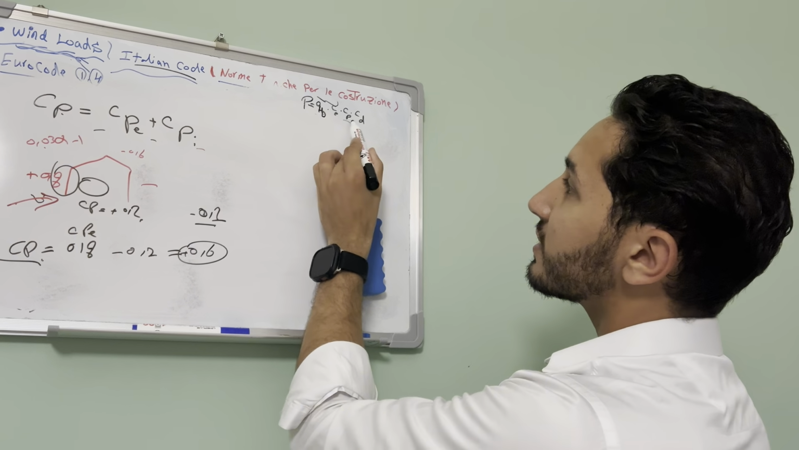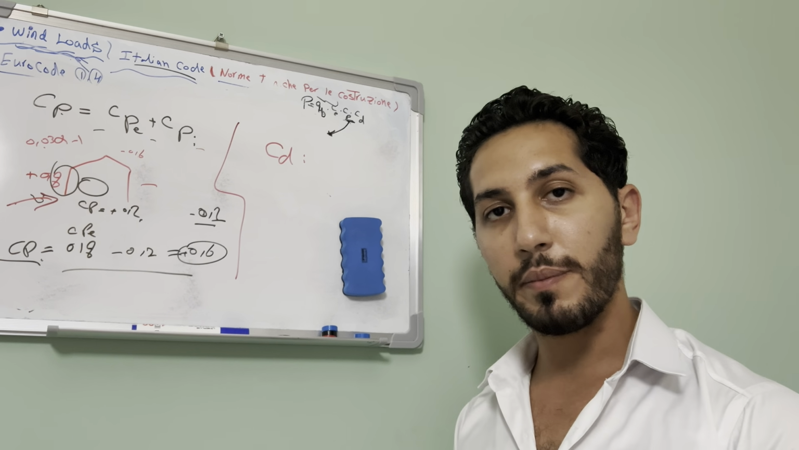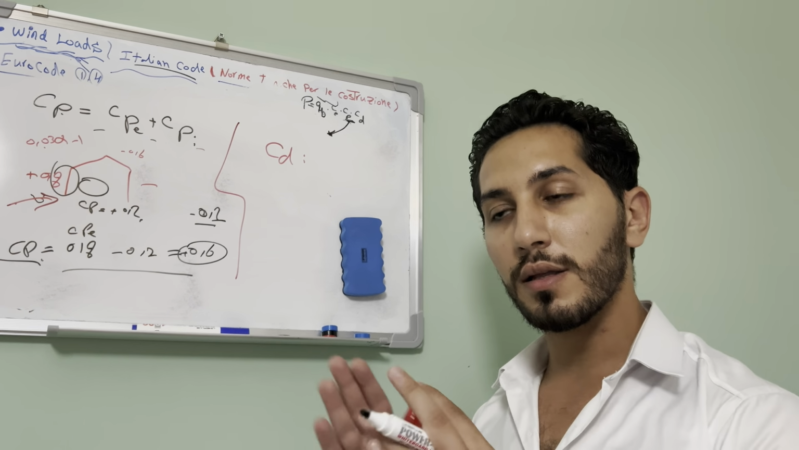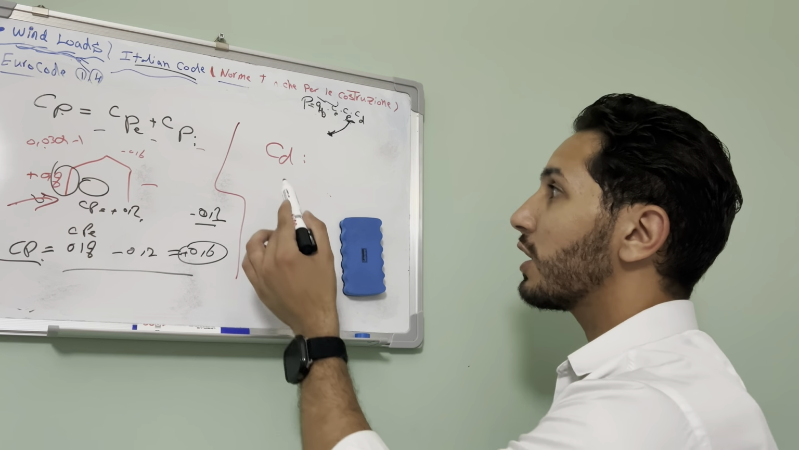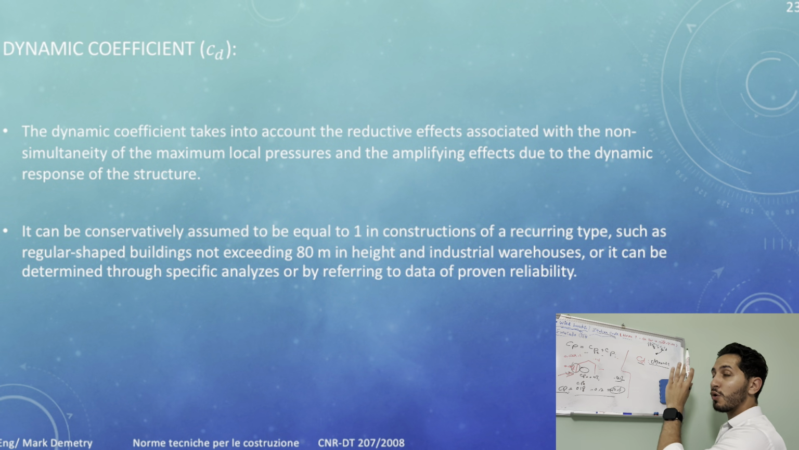Then we come to the last coefficient of this video, then we are all done. This was a theoretical lecture. In the next video, we will have an example and exercise of how to estimate the wind load on a case study of a building, define the zone and everything. But you need to be familiar with this design, otherwise you will not understand anything in the exercise. So the CD is the dynamic coefficient, right? This dynamic coefficient in most of the studies is equal to 1 or assumed to be 1 if the height of the building does not exceed 80 meters.